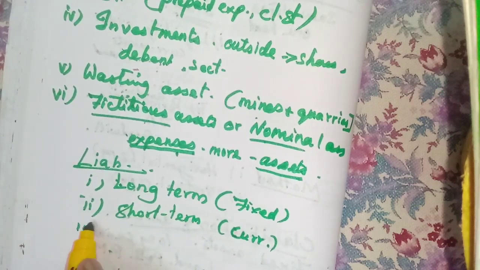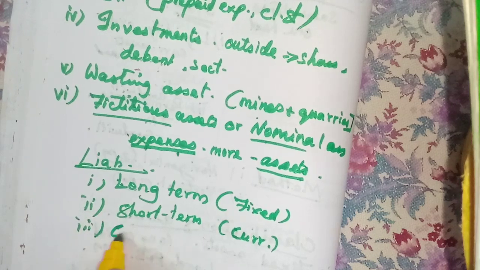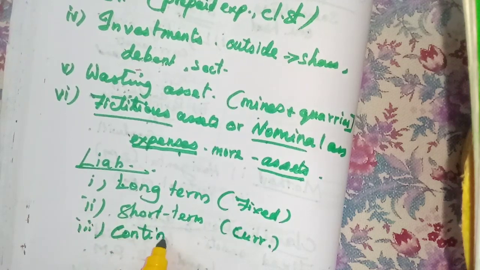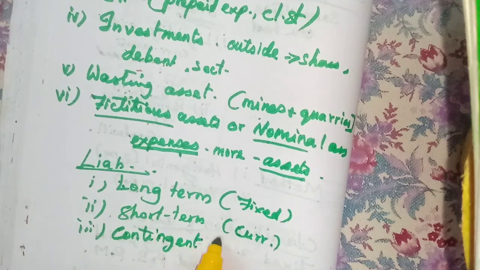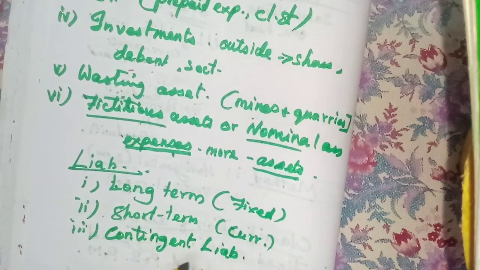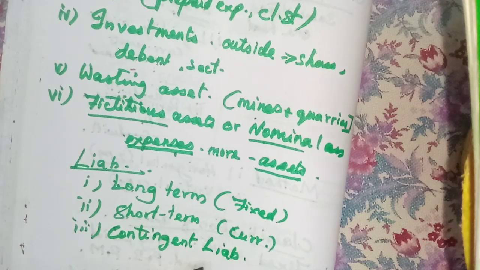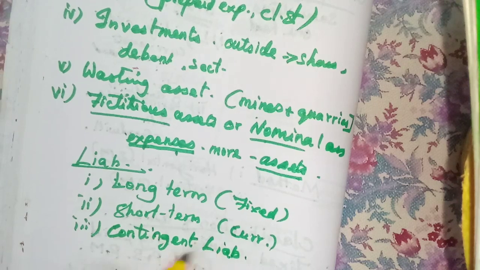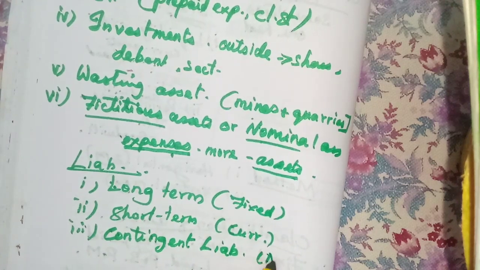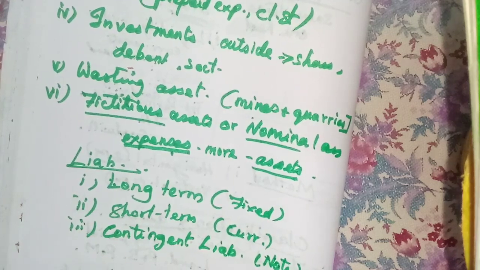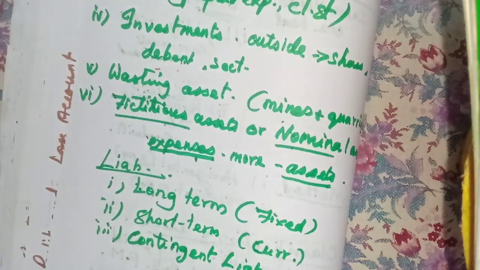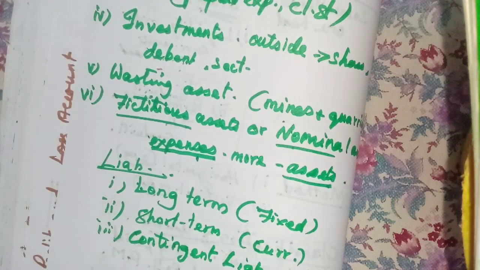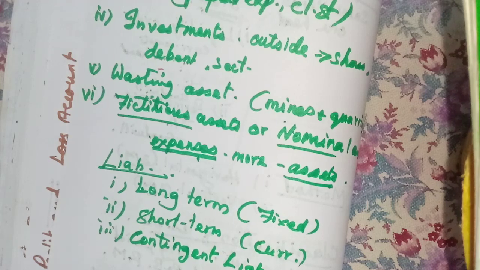Then the last one is contingent liabilities. Like fictitious assets, here also we have contingent liabilities. At the time of preparation of the balance sheet we never show these liabilities inside the liabilities. They are given as a footnote, a note under the balance sheet. For example, if a bill discounted is dishonored, then they have to pay some amount to the bank.